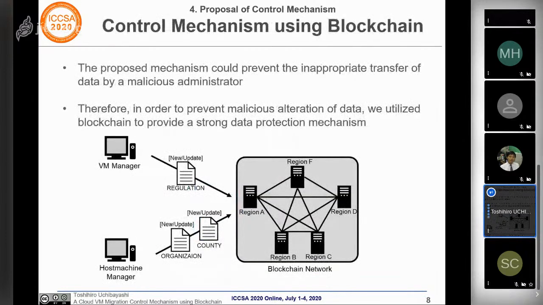This is the control mechanism using blockchain. The proposed mechanism could prevent the inappropriate transfer of data by a malicious administrator. Therefore, in order to prevent malicious alteration of data, we utilize the blockchain to provide a strong data protection mechanism.